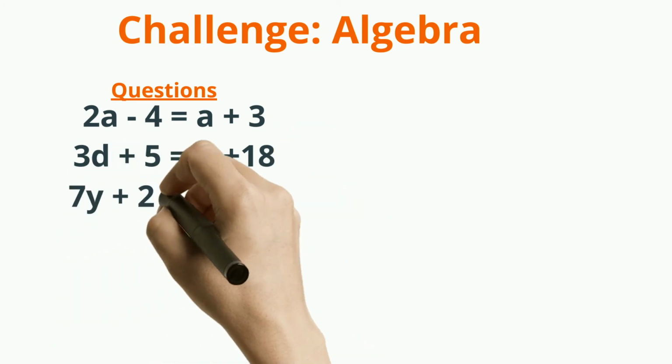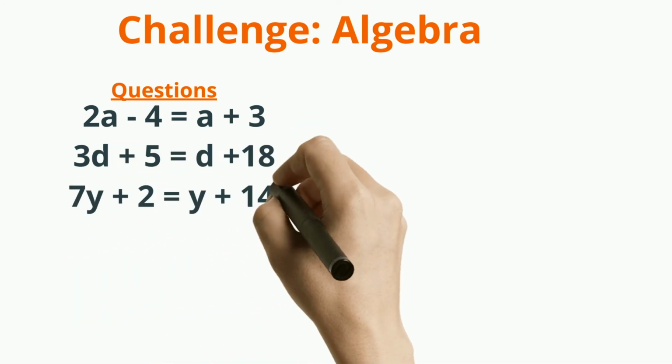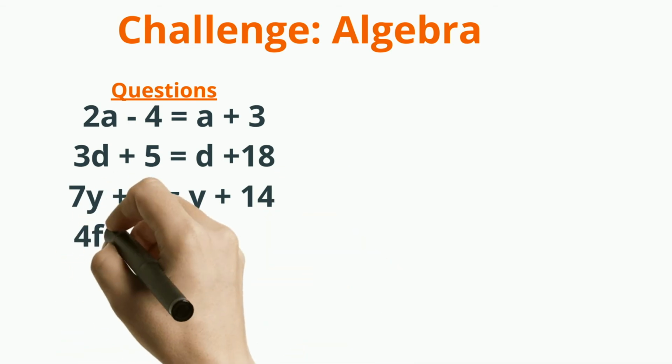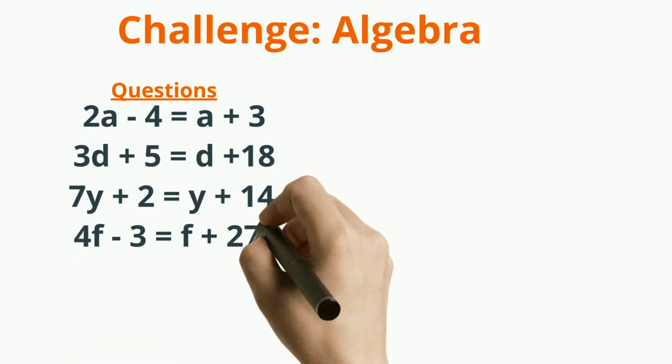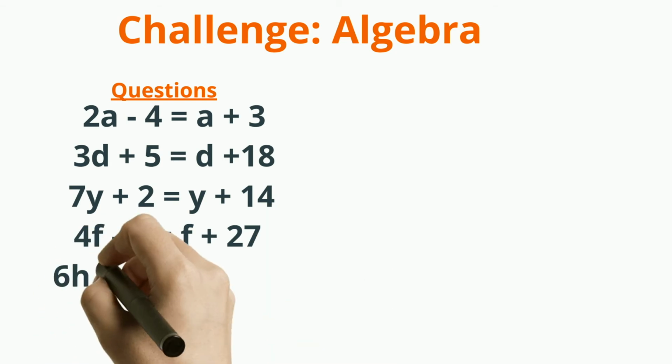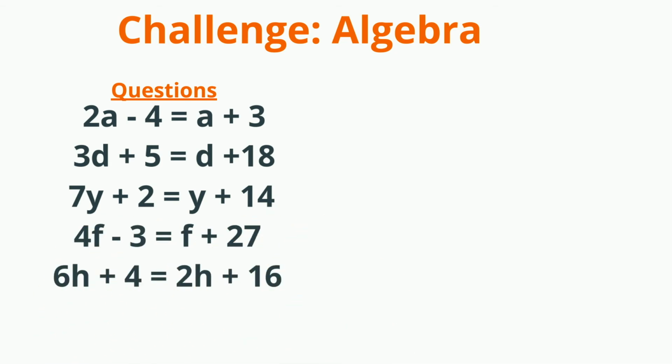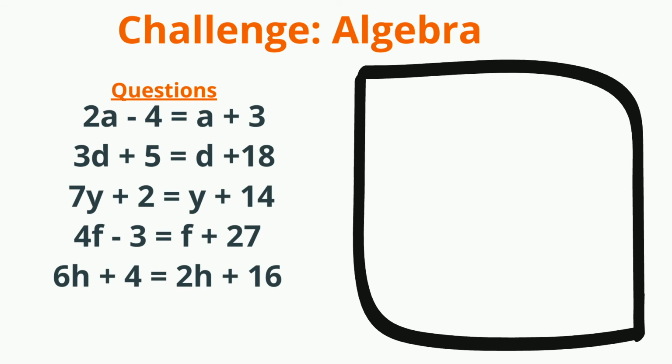7y + 2 = y + 14. 4f - 3 = f + 27. Finally, 6h + 4 = 2h + 16. Now, feel free to pause the video here to give yourself time to work those 5 questions out.